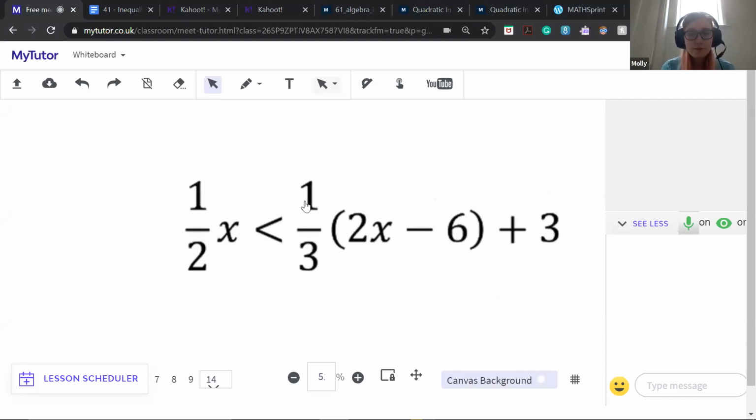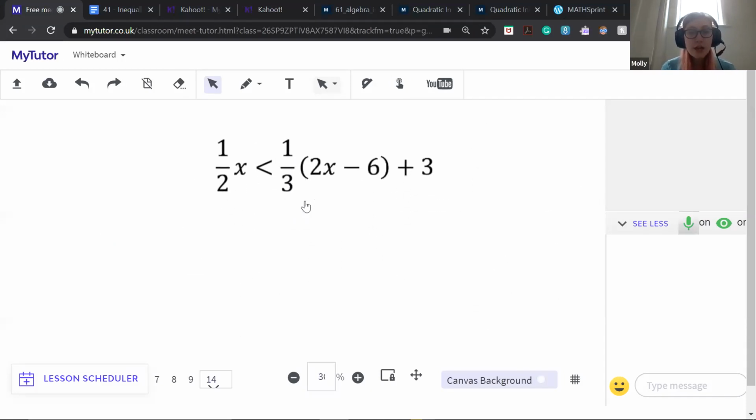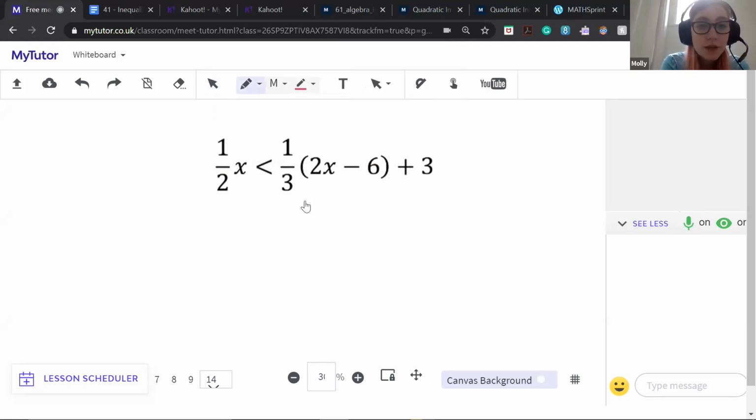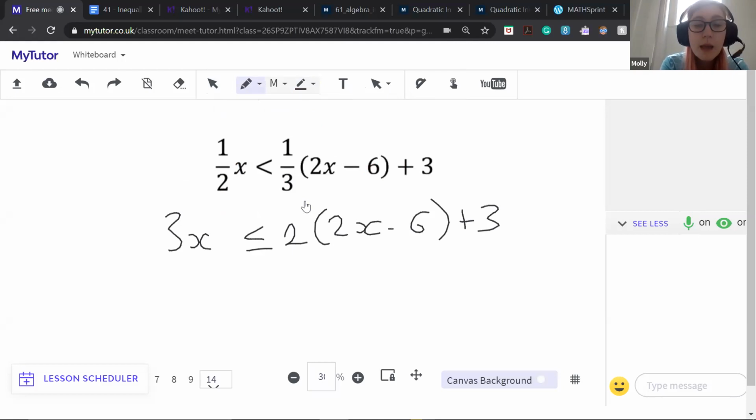So with this one, I would actually start by multiplying everything by 6. And the reason is because if we multiply everything by 6, we get rid of both this half and this third. So we're going to get 3x is less than or equal to 2 lots of 2x minus 6 plus 3. I am doing this fairly quick. Oh, not plus 3. That's going to be times 6. Plus 18. Then I'm going to expand out these brackets. 4x minus 12 plus 18.